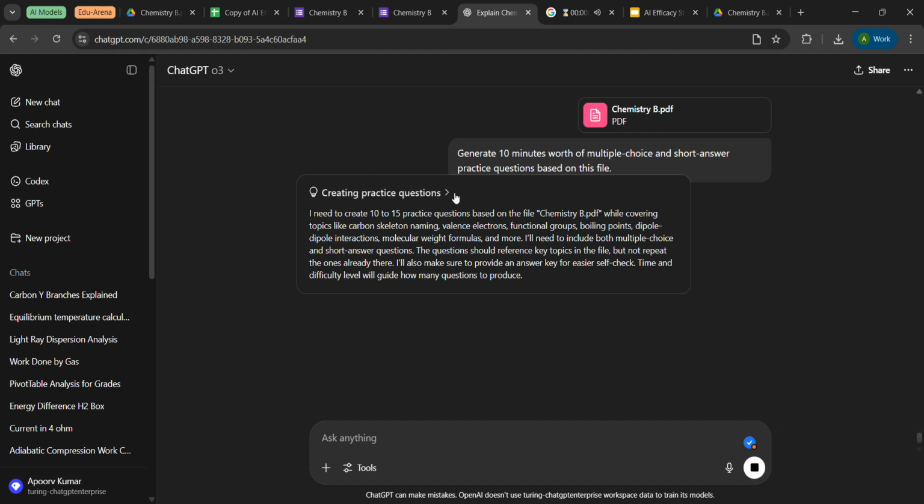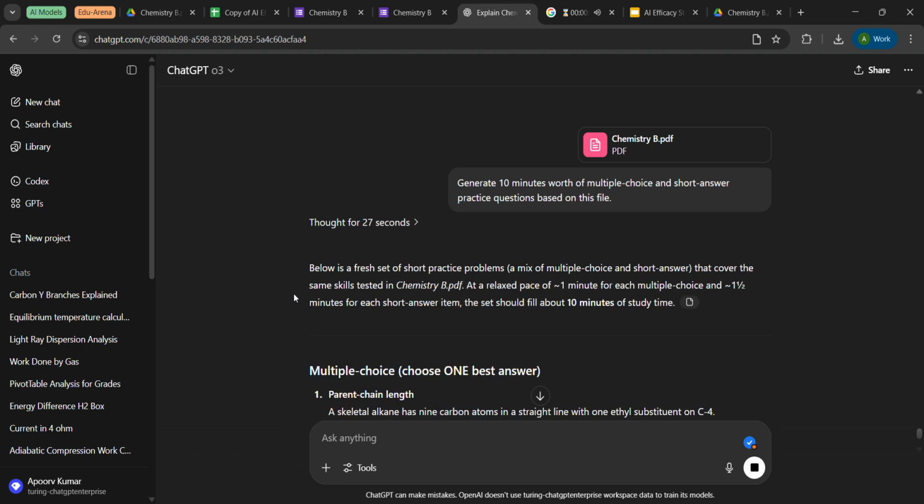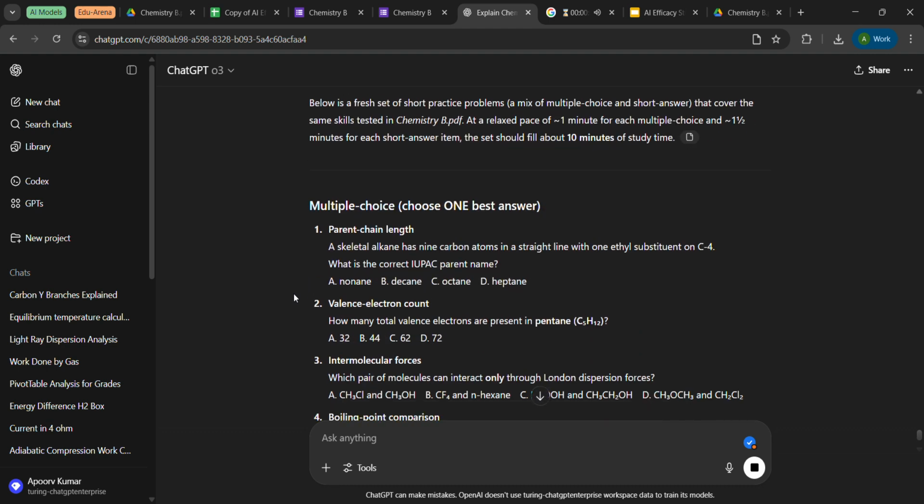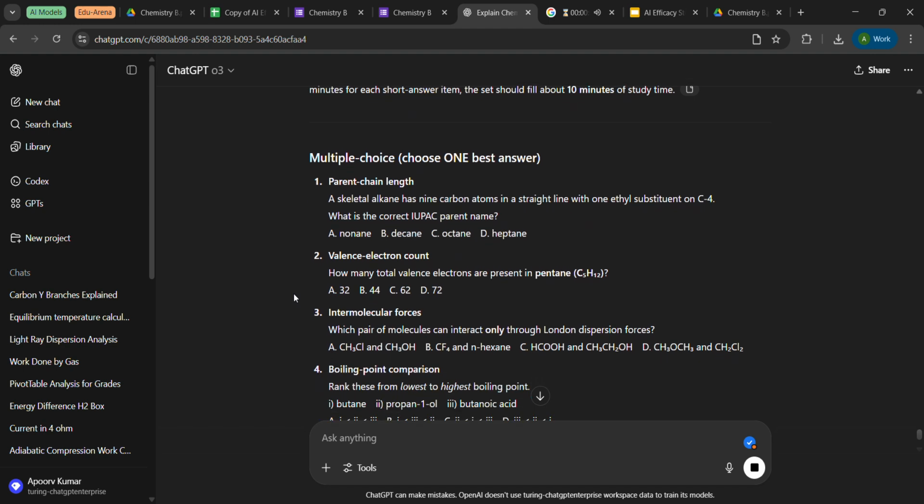Okay, so it is generating the MCQs from the PDF file. And okay, here it says I should give approximately 1 minute for each MCQ and 1.5 minutes for each short answer type.